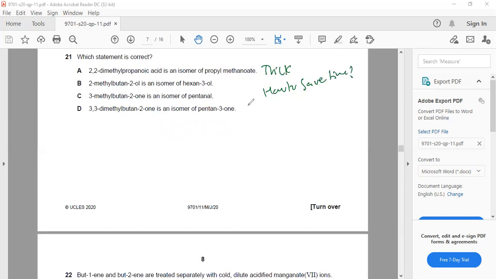You have to remember which two are functional group isomers. Aldehyde and ketone are functional group isomers if they have the same number of carbon atoms. Carboxylic acid and ester are also functional group isomers.